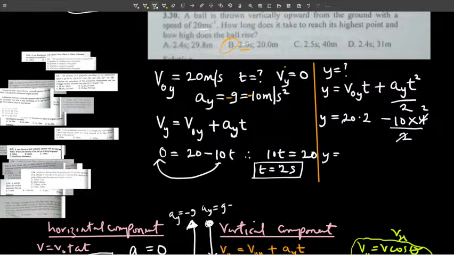So my y will be equal to 2 times 20 times 2 will give me 40, minus 2 times 10 will give me 20. This will give me 20 meter. Very simple. You can see that the answer was actually correct.